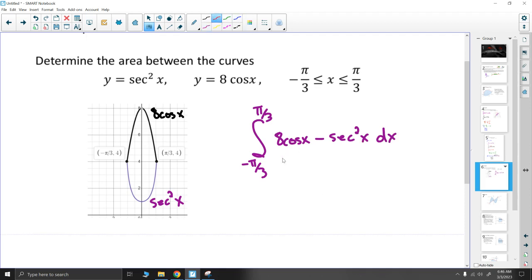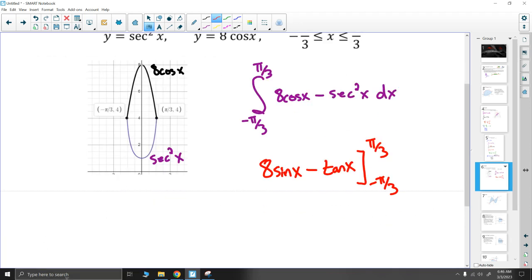Okay, so the integral of cosine is going to be sine, so this will be 8 sine x minus tangent x, since the derivative of tangent is secant squared. We're taking this from pi thirds to negative pi thirds.